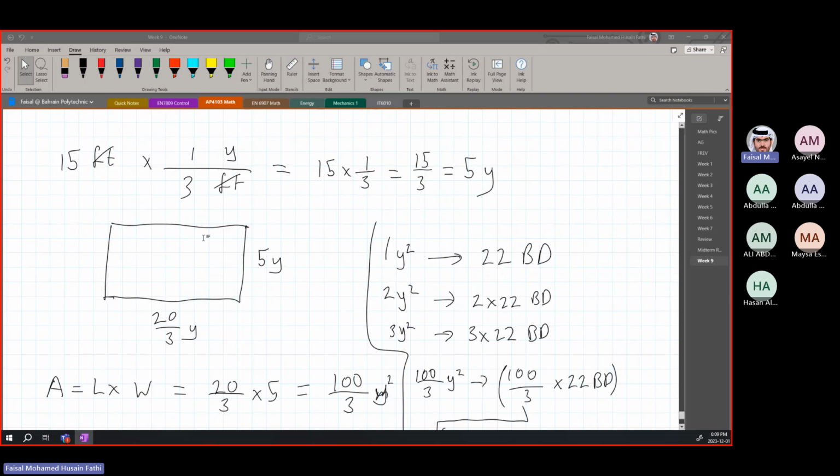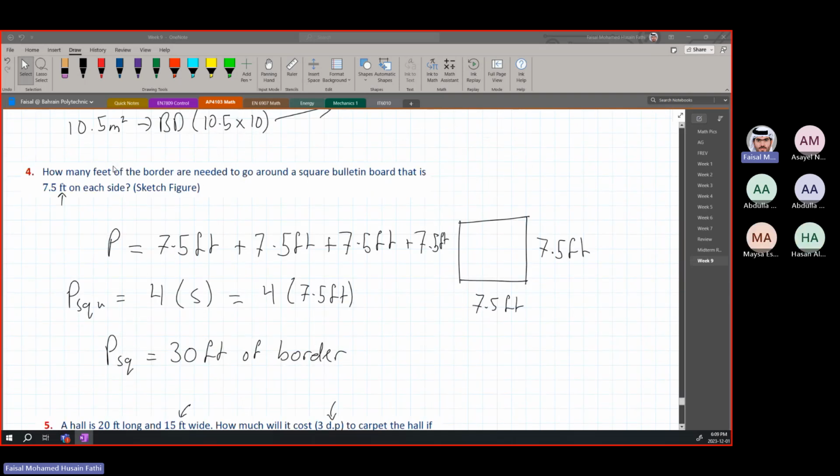For Q4, question 4 is asking how many feet of the border are needed. What is the border? The border is the edges. It's asking for the border needed to go around, meaning you want to place it around the thing. So it's asking for the border to be placed around the bulletin board. You're not looking at the area inside, you're looking at the edges. You want to place something along the edges. So how many feet of that border will you need? What's the length of it? That's why we know that we need to find the perimeter.